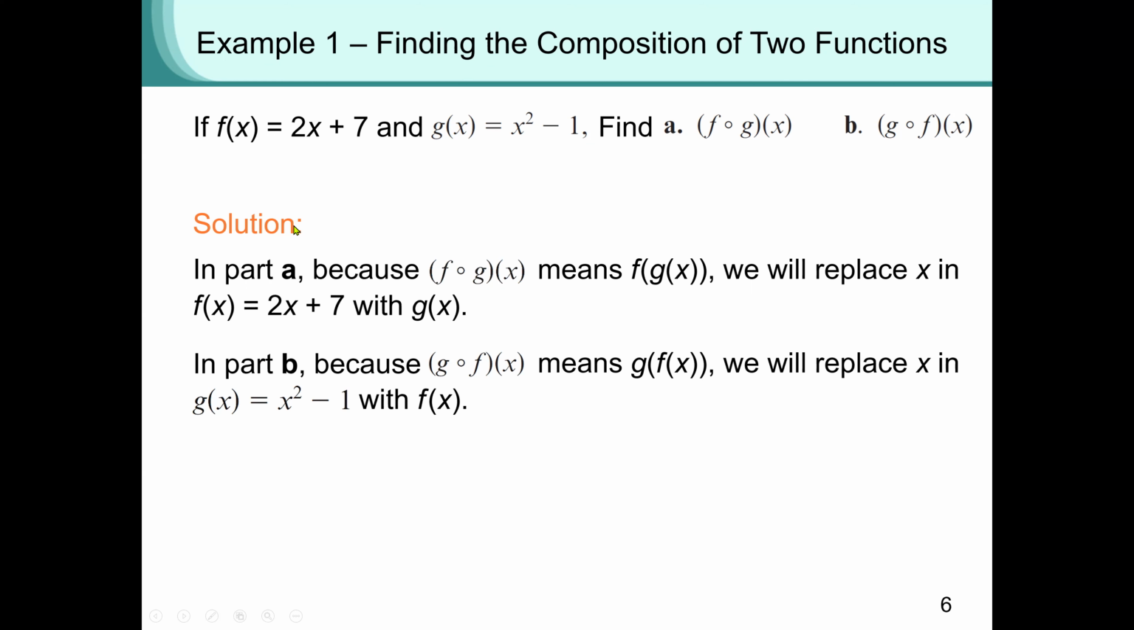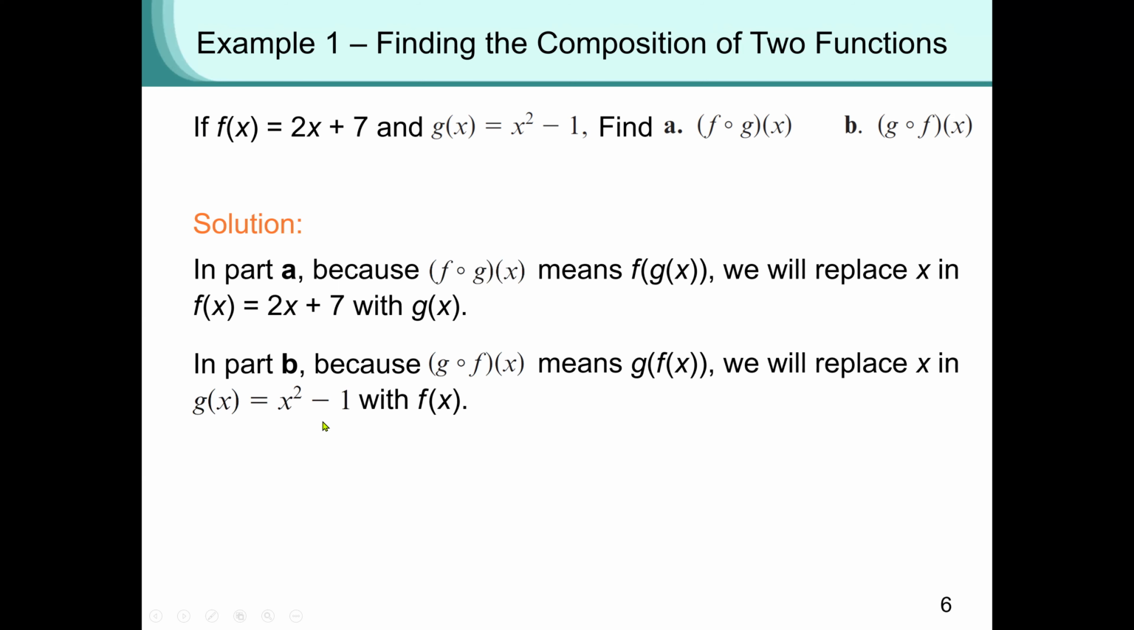So for example, in part A, because f composite g at x means f at g at x, we will replace the x of f at x with g at x. So f at x is 2x plus 7. Anywhere I see x, I'm going to replace it with the function g at x, which in this case is x squared minus 1. So at the end, we are going to get 2 times x squared minus 1 in parentheses, plus 7.